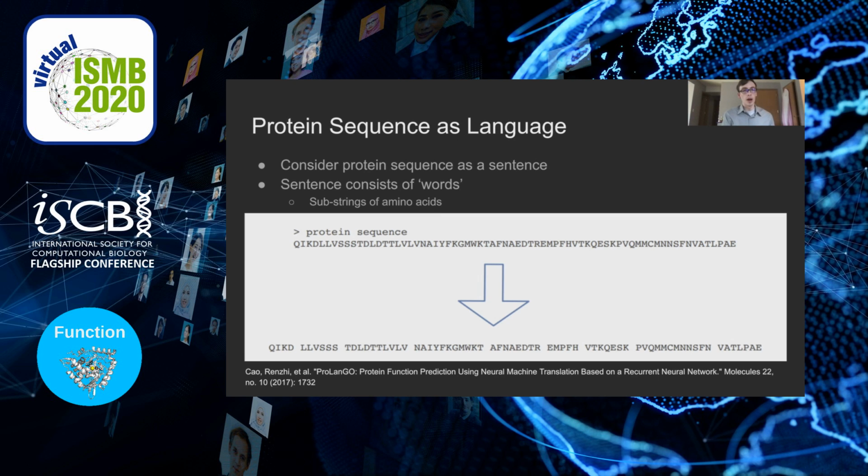So I would like to now talk about how we consider the protein sequence as a language. If we consider a protein sequence as a sentence, then in human language, any sentence consists of a series of words. In the context of a protein sequence, these words are substrings of amino acids.